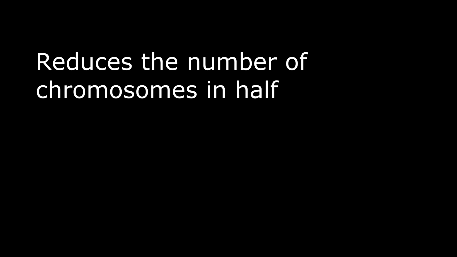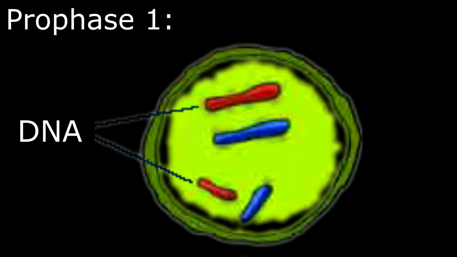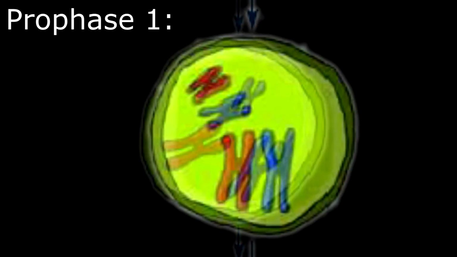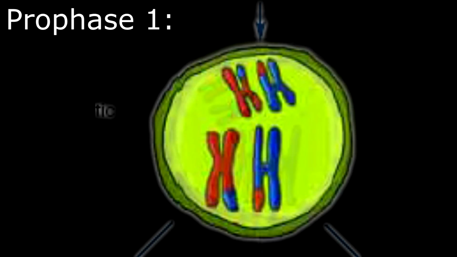Meiosis has two main purposes. It reduces the number of chromosomes in half, making the daughter cells haploid, and it is where most of the genetic recombination occurs. In prophase 1, the DNA coils tightly and individual chromosomes are formed. Homologous chromosomes come together in synapsis and exchange segments by crossing over.